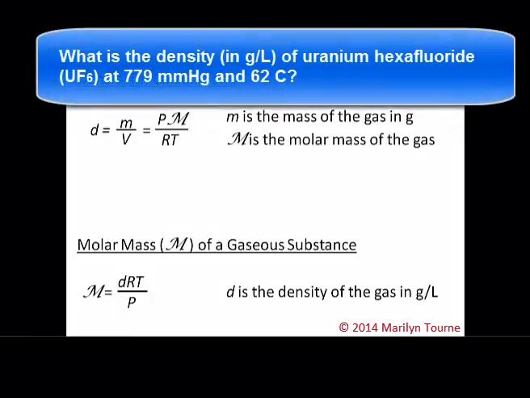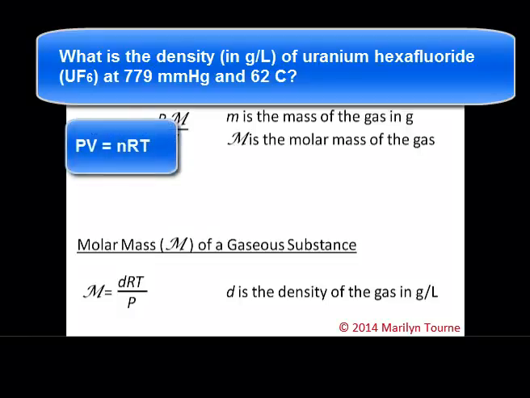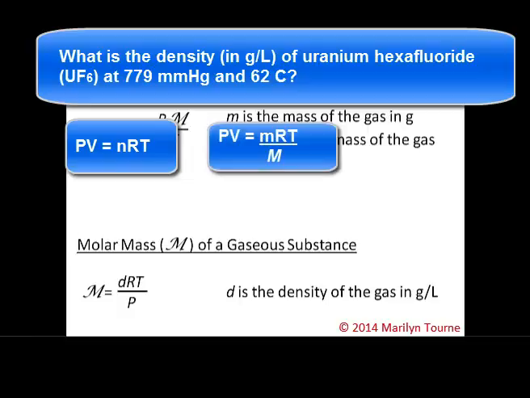It says, what is the density in grams per liter of uranium hexafluoride, UF6, at 779 millimeters of mercury and 62 degrees Celsius? We start out with the main equation, PV equals nRT, but then we substitute what n really is made up of. So it'd be PV equals little m times RT divided by big M, which is molar mass. We isolate m over V, because that's density, that's what they want, and then we basically plug and chug everything on the other side and solve for it.